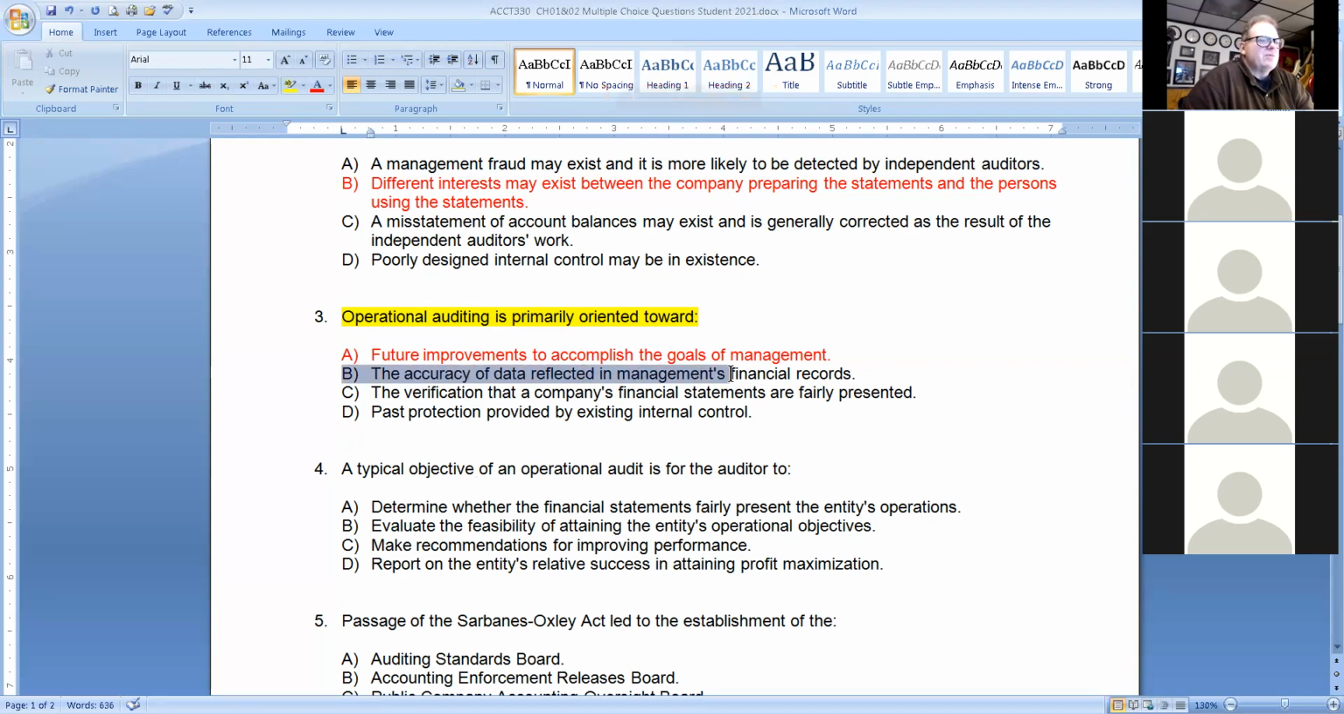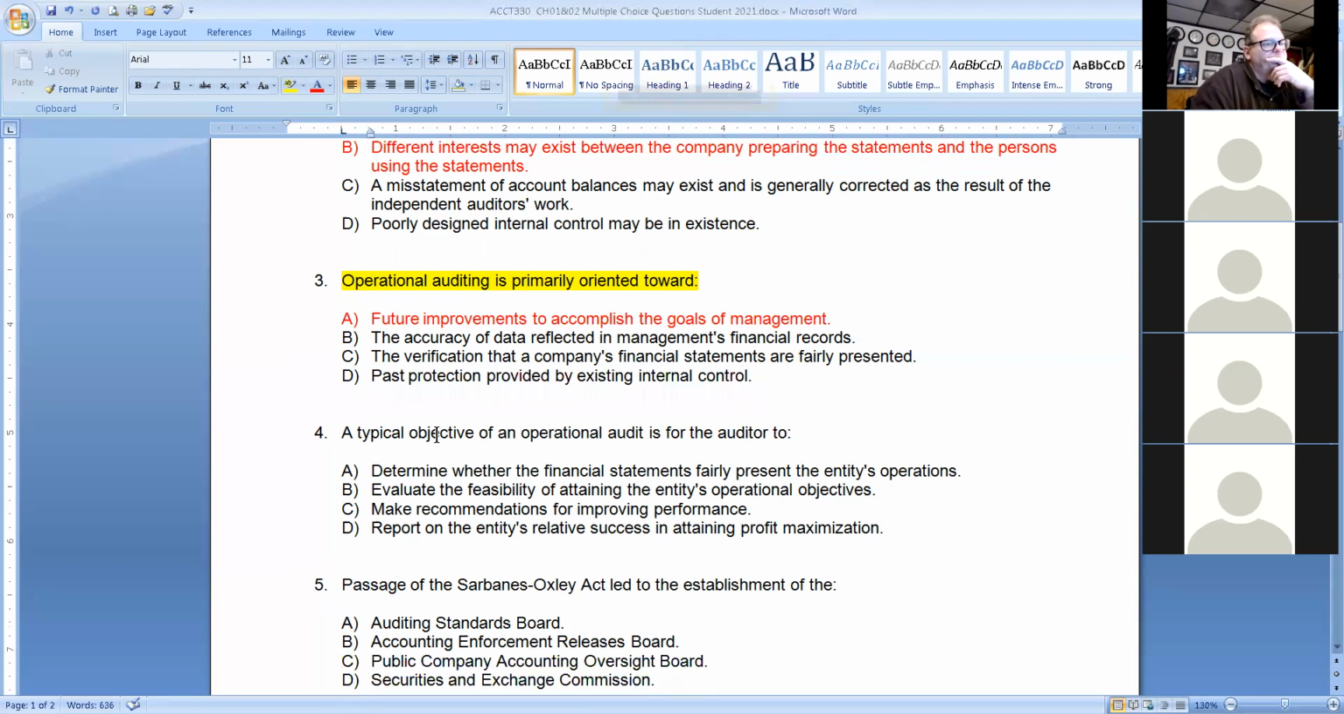And some of these, this one is more leaning towards a financial audit. This is definitely a financial audit. And past production provided by existing internal controls, that is not past oriented, it's future oriented. It's how do we improve things from now going into the future? The whole idea is not to shake your finger and say this is wrong or something like that. It's to say, okay, here's what we need to do going into the future to make improvements. So when I was doing internal auditing, we did a lot of that.